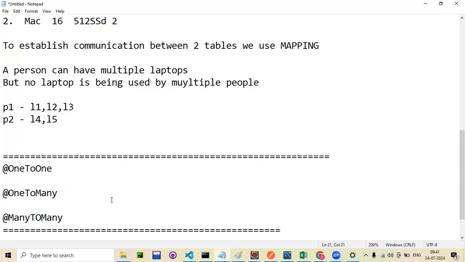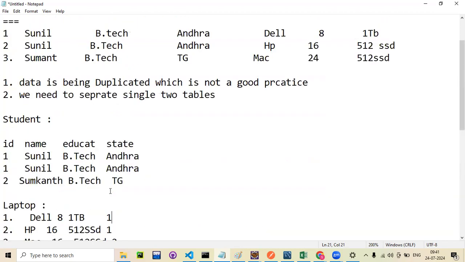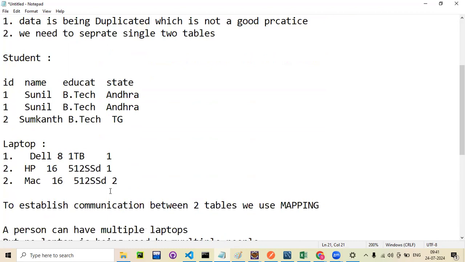I think one to one is clear and one to many is clear, right, Sumant? What I told: one to one means we just add one new column at the parent level happily, and there won't be any redundancy. But in one to many, if he is using multiple laptops, then the redundancy problem will come. That's why you go to the child laptop table, assuming that no laptop is being used by multiple people or multiple students.